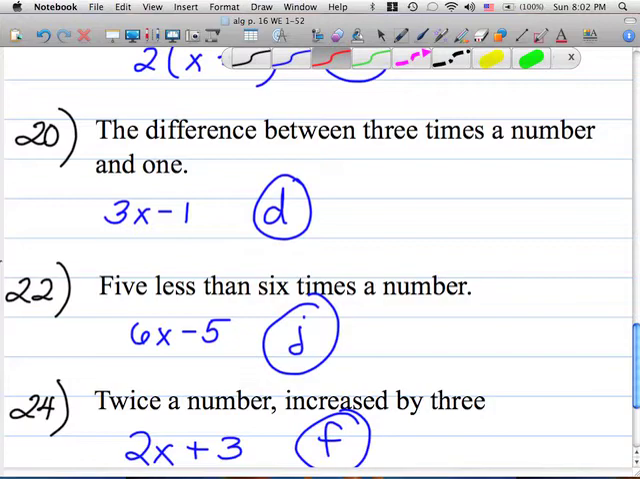Problem 22, 5 less than 6 times a number. Again, here's that one exception from I can't go left to right as I translate. I have to do 6 times a number first, so that's 6x minus 5. Looking through the list, the second column, I can see that that is J.